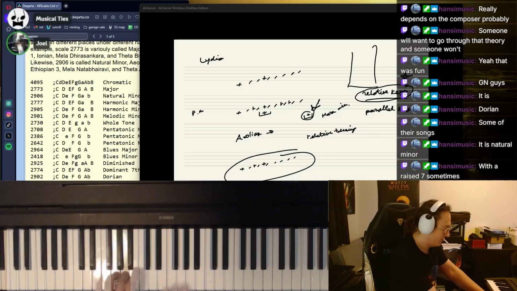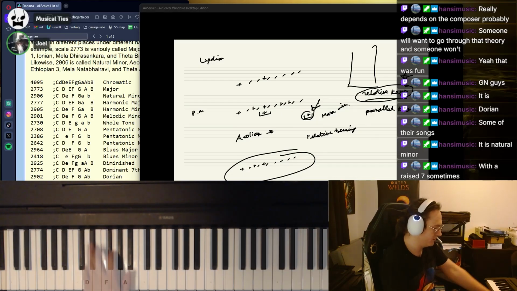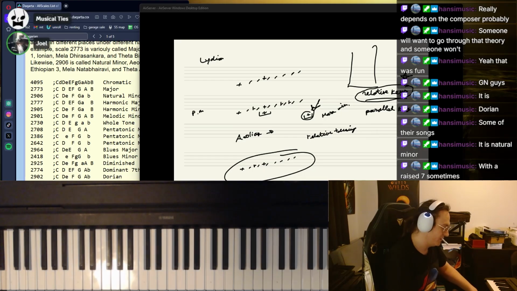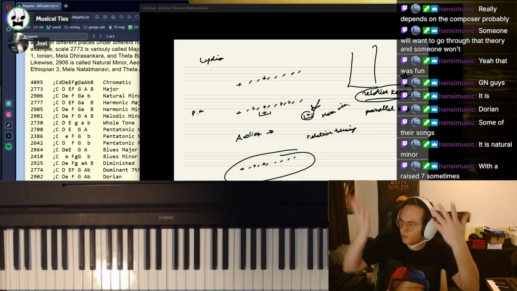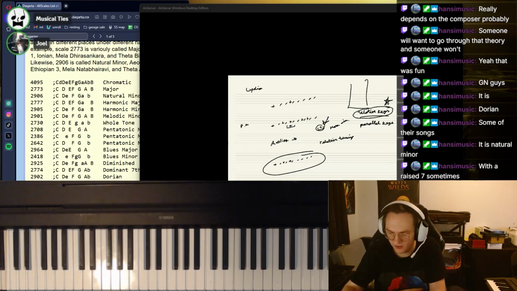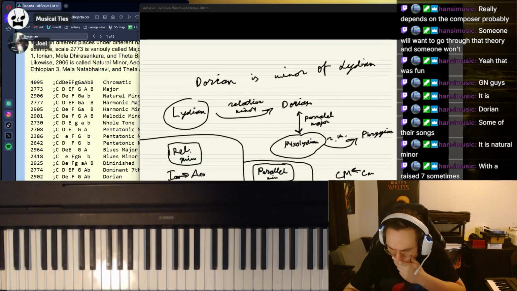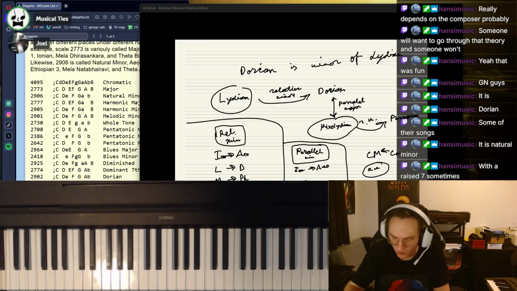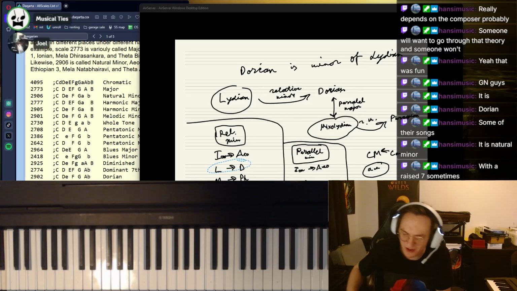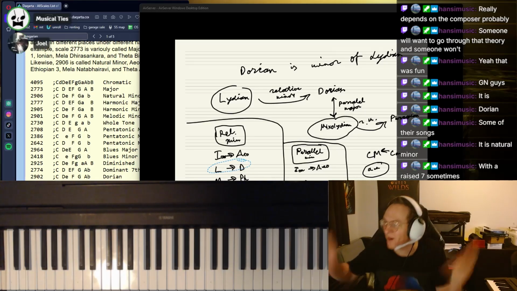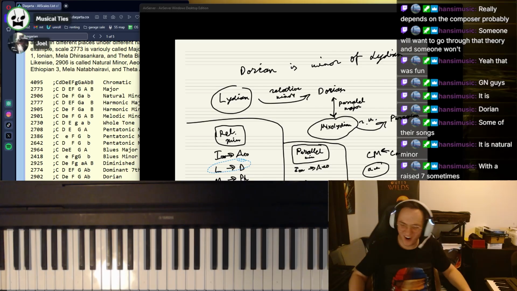So it's kind of a similar vibe to how Lydian in major has a raised 4. It gives you that lifting feeling. And Dorian has that too. Dorian and Lydian both lift you up. Interesting. You know why? Because they're relative minor and major to each other. Are they really? They are.